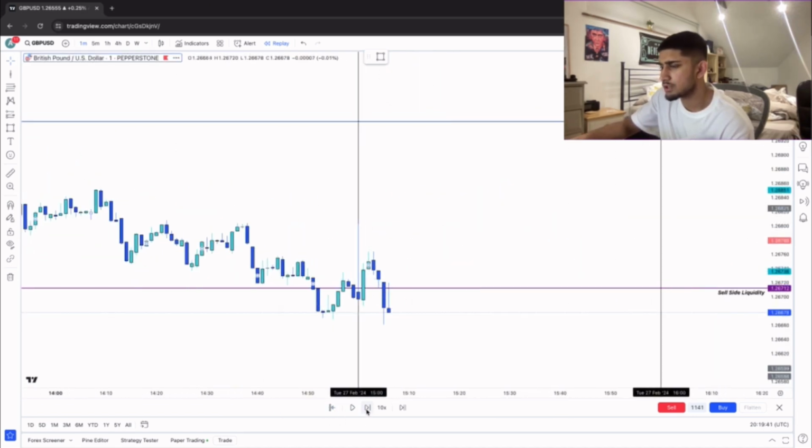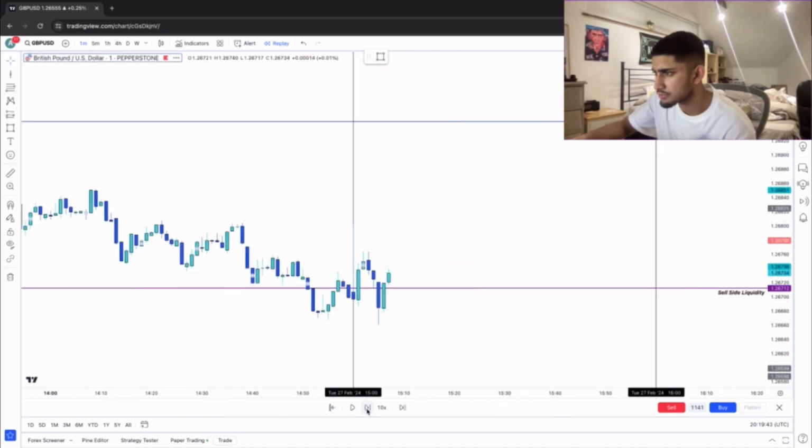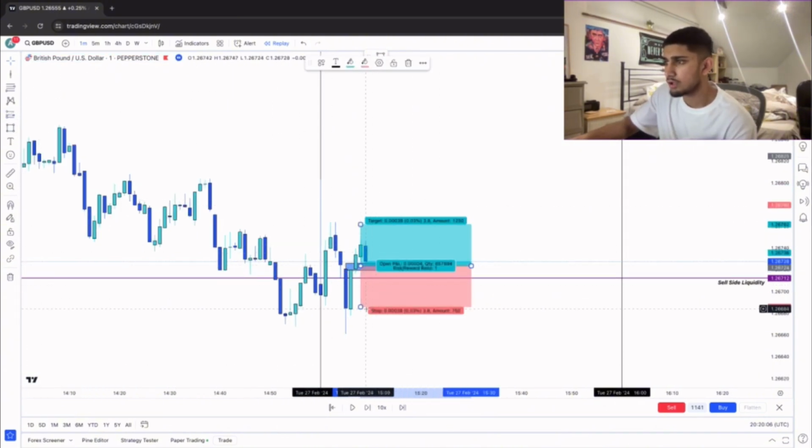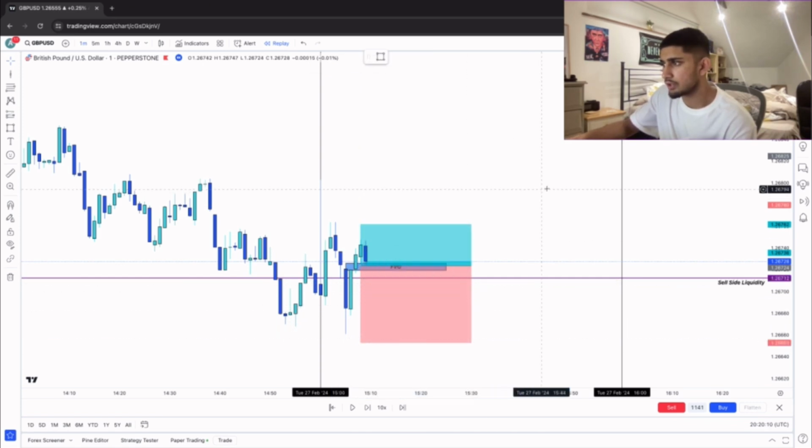So that's our sell side swept. Now we want our fair value gap to form. Now we want a retracement back in. So there we have it, there's our retracement. Getting on our long. Stop loss just past this low down there.